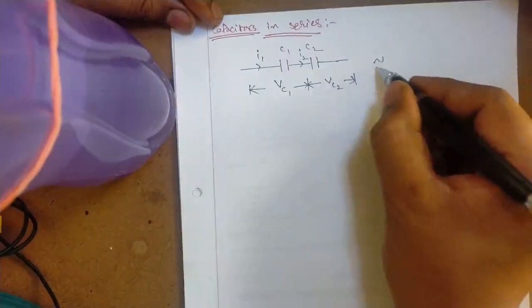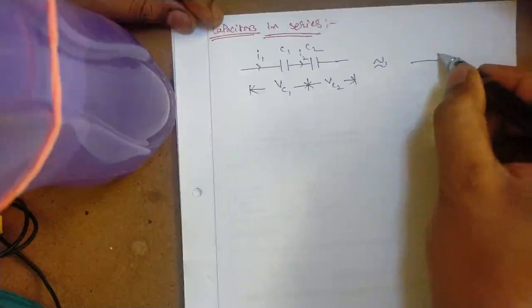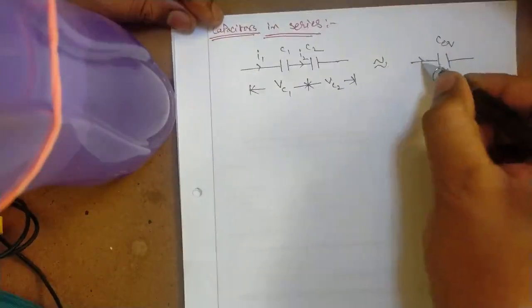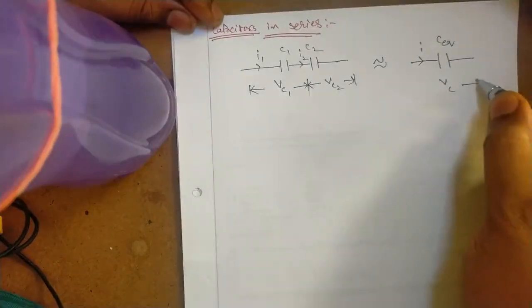And let the equivalent of these two capacitors connected in series be C equivalent. This is C equivalent. The current passing through this is I, and the voltage across this is VC.